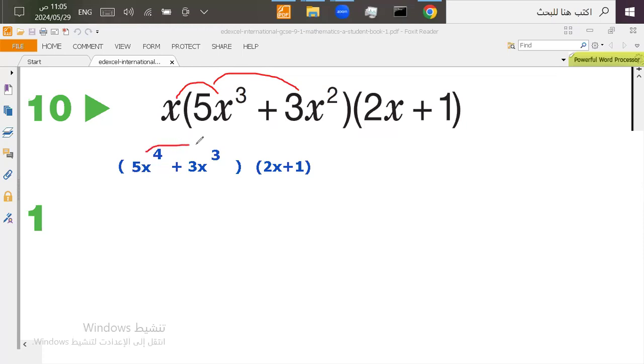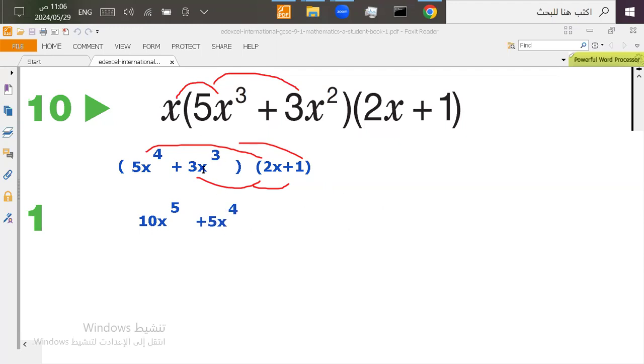So same idea, first one goes with the first and the second. And then second one goes with the first and the second. So first one, 5x power of 4 multiplied by 2x is going to be 10 because 5 times 2 is 10. And x power of 4, x power of 1 will be x power of 5. This. And then we multiply this by 1, it will give us the same number. So plus 5x power of 4.